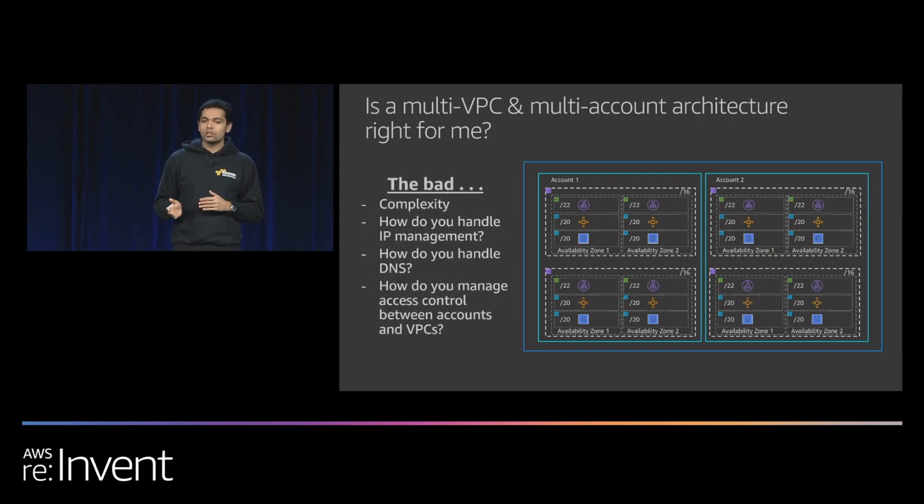However, with this approach, complexity increases in terms of IP management. What sort of IP range or CIDR should I allocate for a bunch of my VPCs? What does my DNS strategy look like? How do I implement networking between tons of VPCs? You would also have to think about how you handle access control between resources that are across different VPCs and accounts, with respect to both IAM as well as networking. So now we are going to dive right into different VPC networking connectivity patterns.